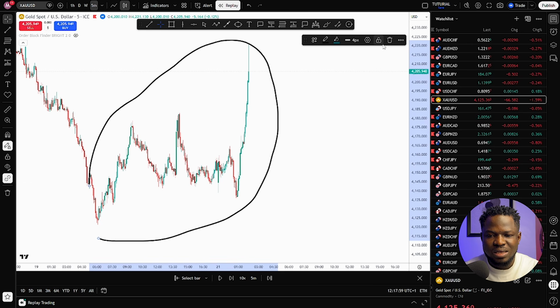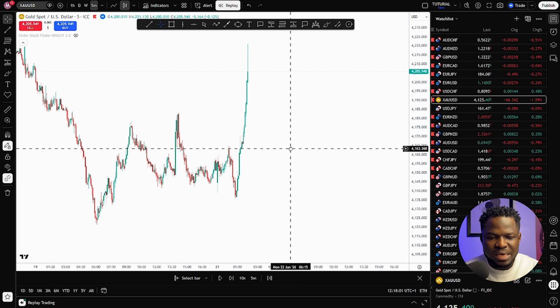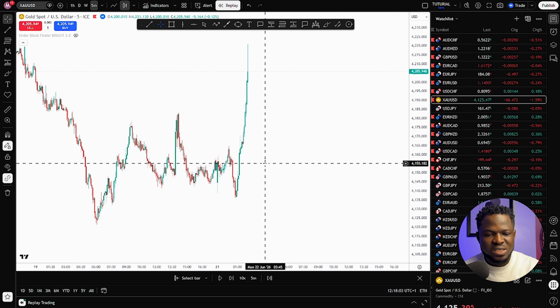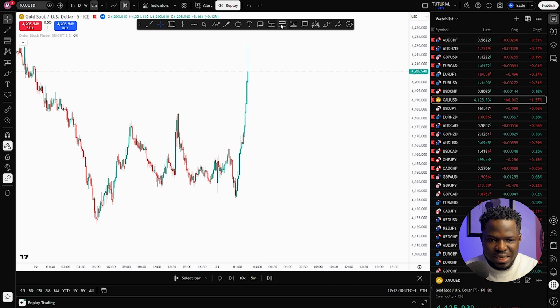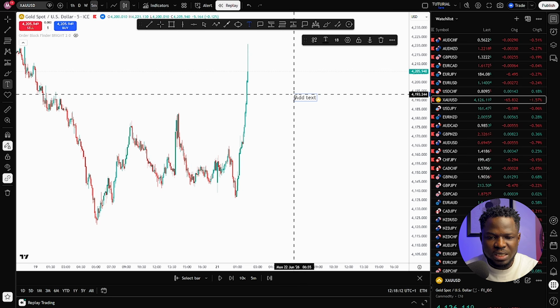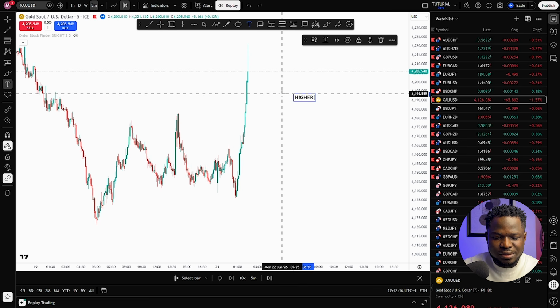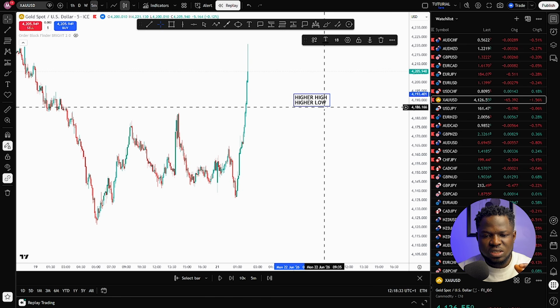And why do I say buyers are the ones in charge of the market? Because this present market condition has the features of a bullish market. And what are the features of a bullish market? Number one, we have higher high, then higher low. Whenever you are able to spot these features, just have it at the back of your mind that buyers are the ones in charge of the market.